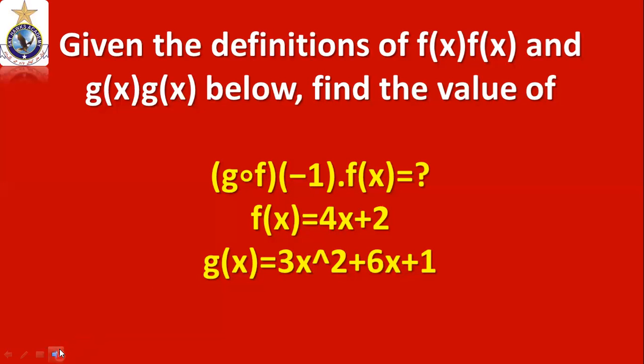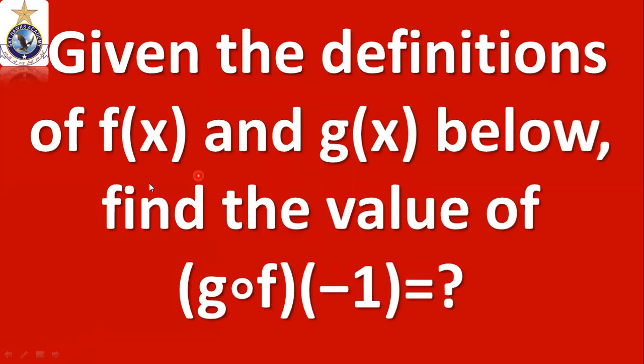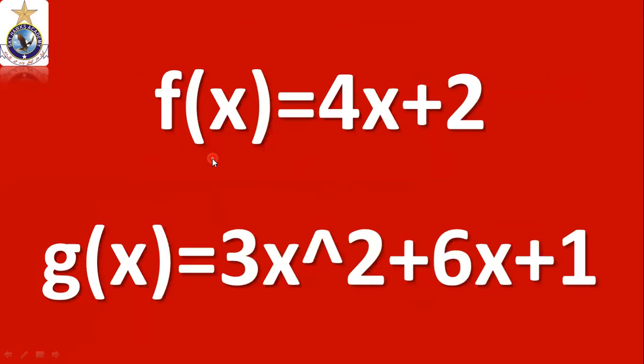Now let's see how we can solve this. Given the definitions of f(x) and g(x) below, find the value of g of f at -1. So we will first find the composition of these two functions g and f. Then we will substitute -1 for x and we'll get the answer. So let's see how. We are starting from the given: these two functions are given. One is f(x) equal to 4x plus 2 and g(x) is 3x square plus 6x plus 1. These two functions are very clearly defined.